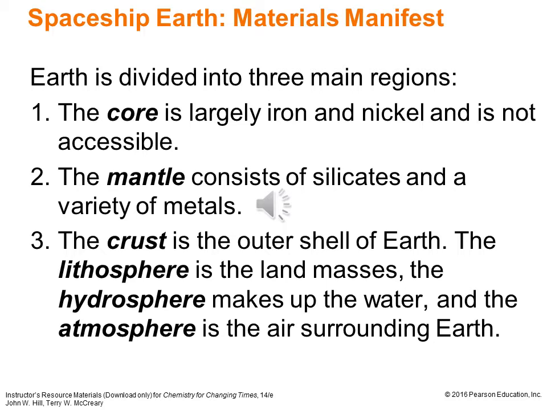There's the inner core, which is solid, and the outer core, which is liquid, or at least we believe those to be the phases of the inner and outer core, and that's based on magnetic evidence, which is how we understand that iron and nickel must be largely the components of the Earth's core. The mantle consists of silicates and a variety of metals, not typically as metals, but as metal carbonates or sulfates or some other form. And then the crust is the outer shell of Earth, and we have the lithosphere is the land masses. The hydrosphere makes up the water bodies, and then the atmosphere is the air surrounding the Earth.